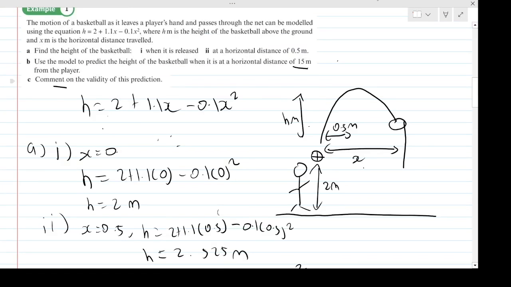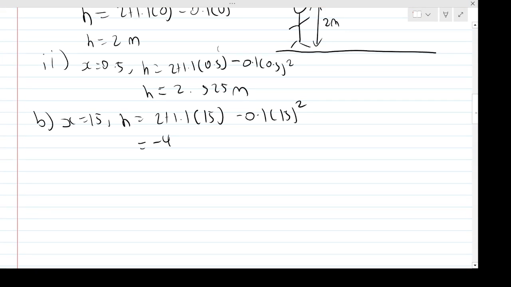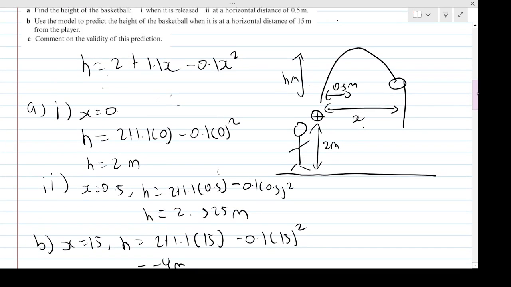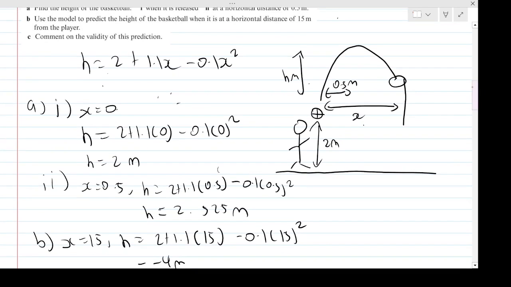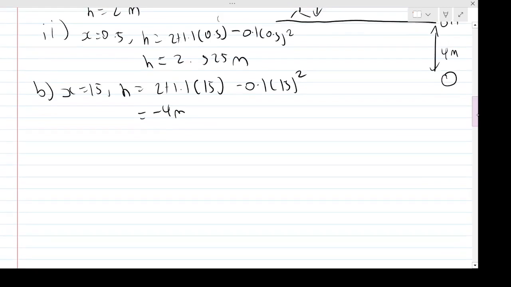So then it says in part C, comment on the validity of the prediction. Well, the interesting thing here is it's a negative. It's saying the height is -4 meters. So when it's travelled 15 meters across, say this is 0 meters on ground level, the ball is through the ground, right? Because it's -4. So it's 4 below, in a way. So that is kind of nonsensical. So the validity is the model cannot work.